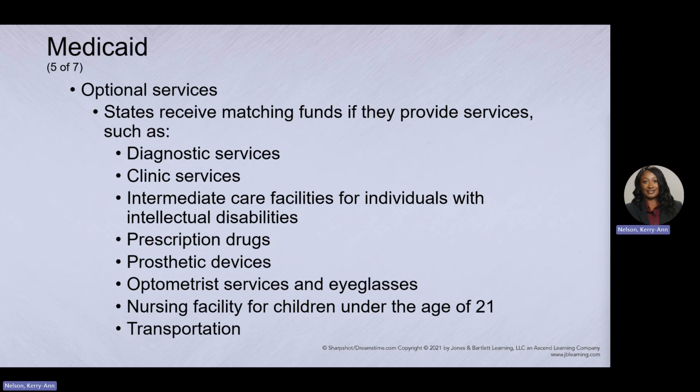So there are also optional services that can be provided for which states will receive matching funds if they provide diagnostic services, clinic services, intermediate care facilities for individuals with intellectual disabilities, prosthetic devices, prescription drugs, optometrist services and eyeglasses, nursing facility for children under the age of 21, and transportation.